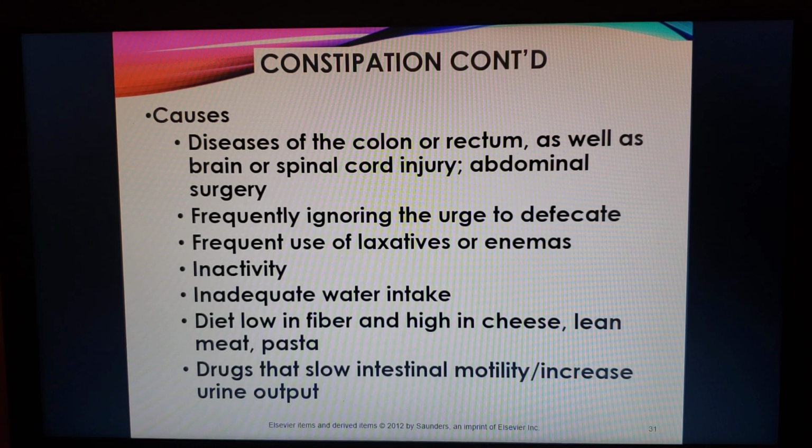Patients who don't have any regular exercise are at a greater risk. Not drinking enough water, eating too low fiber in your diet, or having high intake of cheese, lean meats, or pasta all lead to constipation. And then there are drugs that slow intestinal mobility and increase urine output, so that puts the patient at greater risk for constipation.